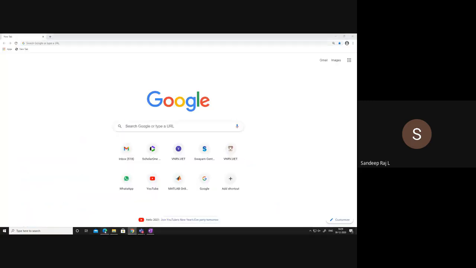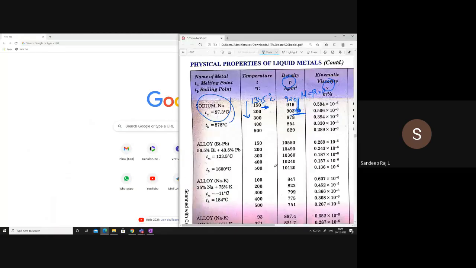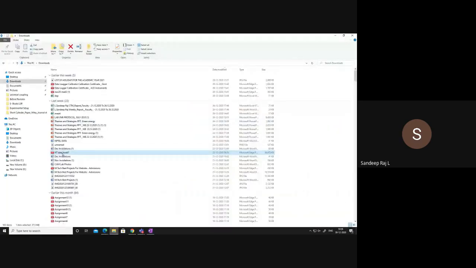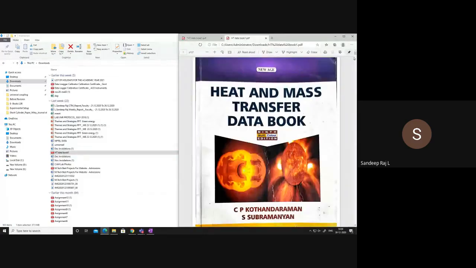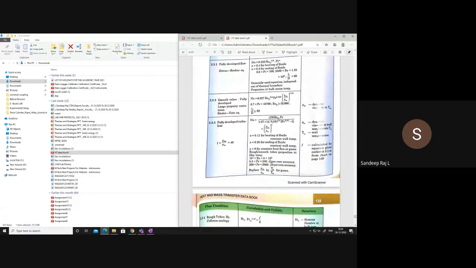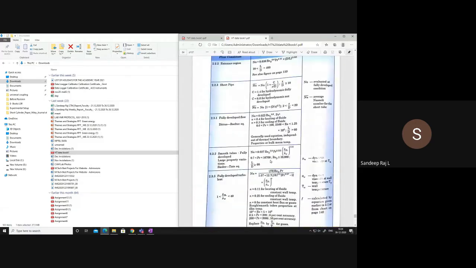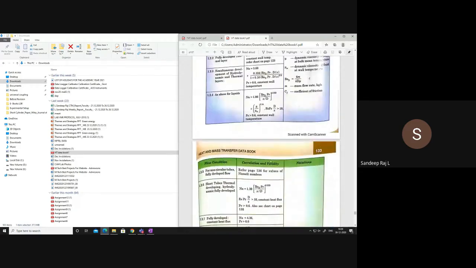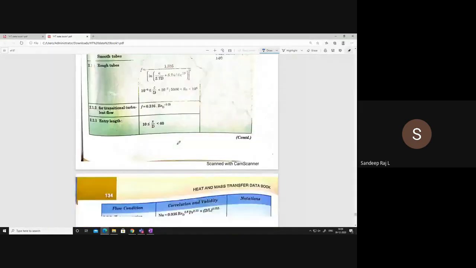Now let me move to the data book. In my data book, let me open it again. I'll go to the internal flow problems, internal flow correlations. In this, you have to go to turbulent. In turbulent, you have to move to the liquid metals section. Here, can you see the liquid metal section?